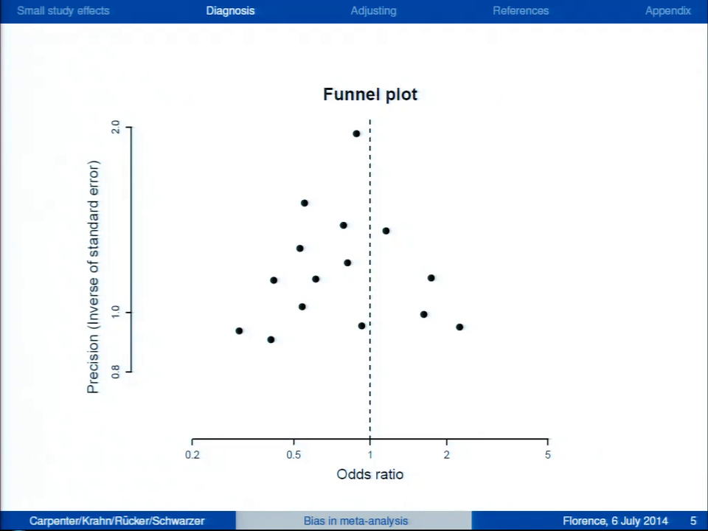Now we first have a look at the pooled estimate, and this might be this here for all studies seen here. But now, maybe odds ratios smaller than 1 mean a positive treatment effect, and odds ratios larger than 1, on the right-hand side of the plot, might show negative results. So there might be a tendency to not publish these effects on the right-hand side of the plot.